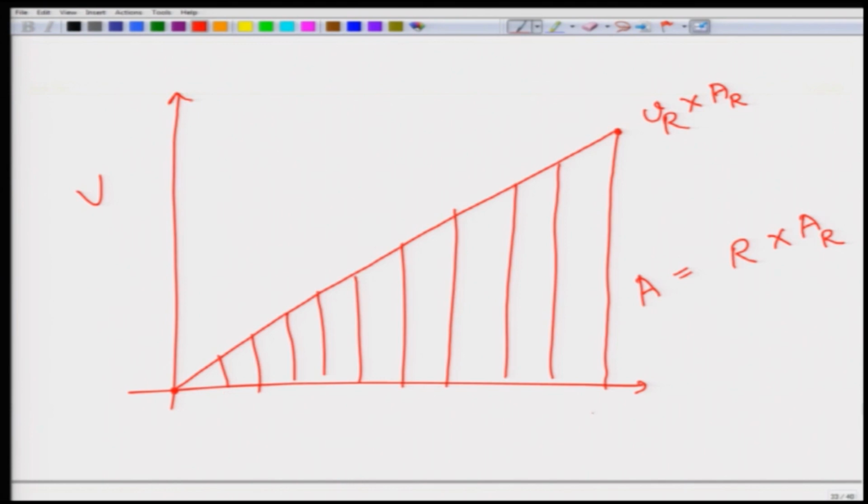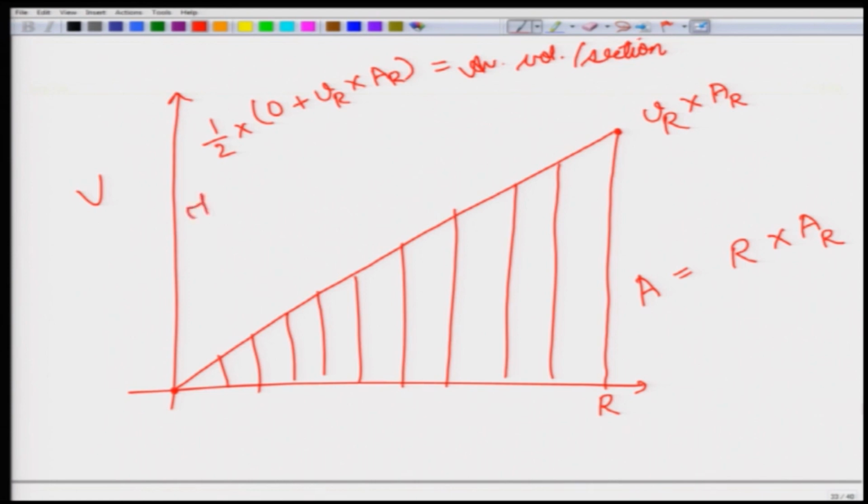And the total number of sections is R. So, what is the average volume in one section? That will be given by half into, let us take the two extremes, 0 plus Vr, into A r, where A r is the average volume per section. The total number of sections is R.